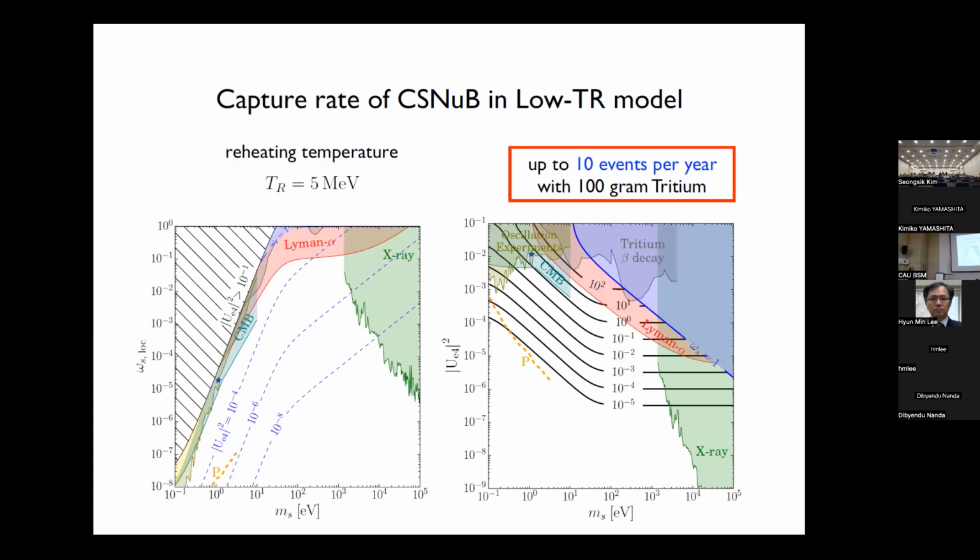the same. And they move to larger values, because previously the CMB and Lyman alpha constraints were located around 10 to the minus 9, but now they moved to higher values. So now the capture rate can be enhanced to 10 events per year, 10 events, not 0.1. So if it is 10 events, then maybe it's possible, maybe hopefully we can see it in the experiment. That's for a reheating temperature of 5 MeV.